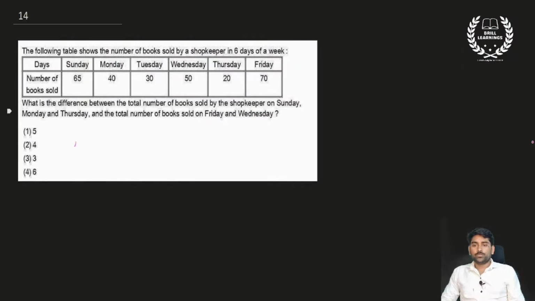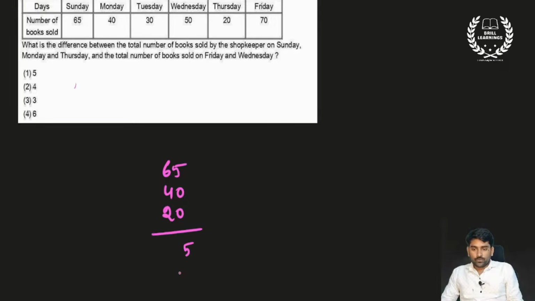The following table shows the number of books sold by a shopkeeper in 6 days of a week. What is the difference between the total number of books sold by the shopkeeper on Sunday, Monday, Thursday and on Friday and Wednesday? First write the number of books sold on Sunday, Monday, Thursday. Sunday 65, Monday 40, and then Thursday, Thursday means 20. 65 plus 40 plus 20 is 125.